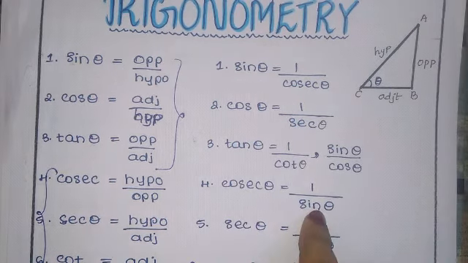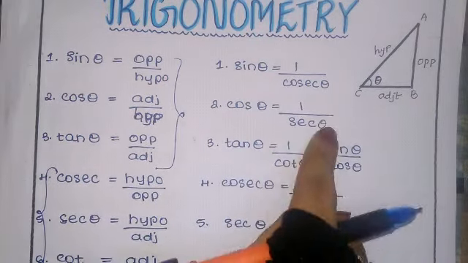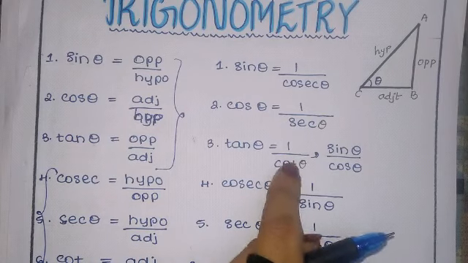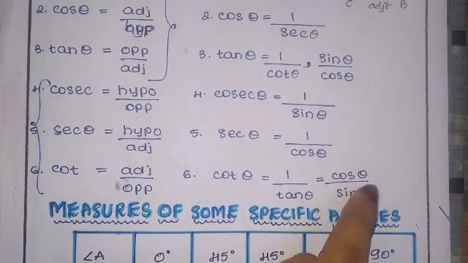Cosec is 1 upon sine, reverse. Cosec is nothing but 1 upon sine. Sec is nothing but 1 upon cos. Cot is nothing but 1 upon tan, and cot is also cos theta by sine theta.